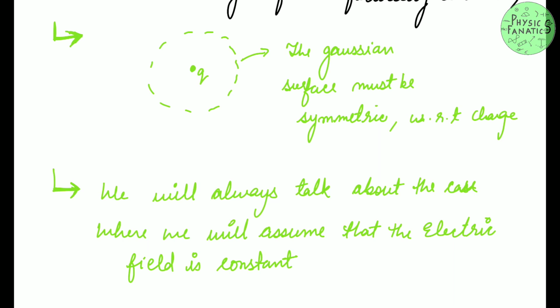So there are conditions. The first condition is that the Gaussian surface must be symmetric with respect to the charge. You can see the charge is kept at the center of the Gaussian surface, so it must be symmetric for Gauss law to make your life easier. I hope that is understandable.